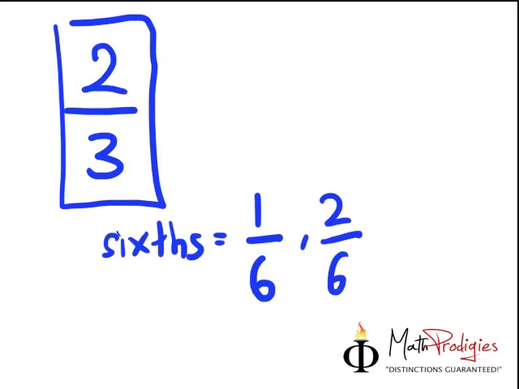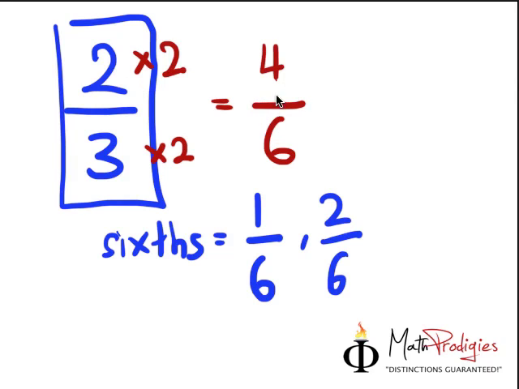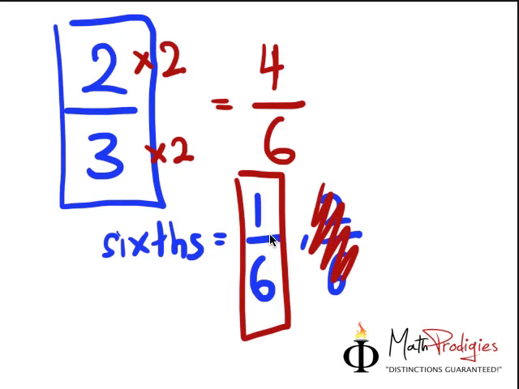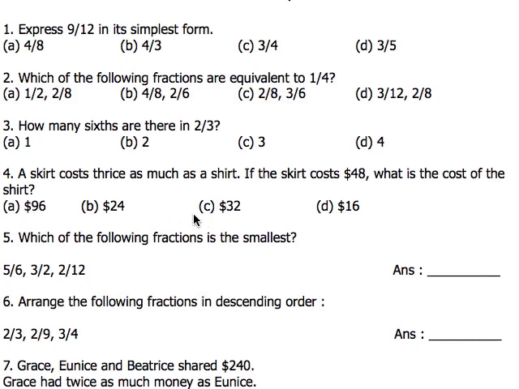So what do you do? You make it into a fatter version. Very simple. You multiply by 2. Why do I multiply by 2? Because I want to get the bottom to be 6. And 2 times 2 gives me 4. So how many sixes do I have? In other words, how many 1 over 6 do I have in 4 over 6? I have 4 sixes. So the answer is D. Good job if you got that one right.